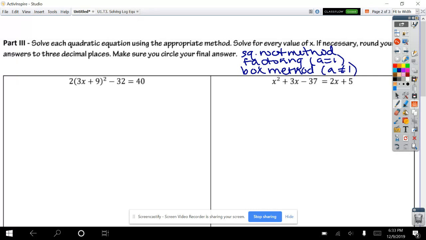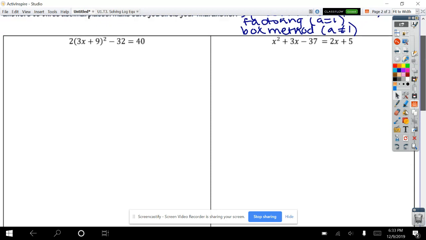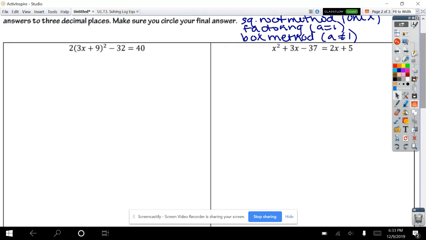So square root method we always do when there is only, I'll make a note, one x term that we see. So if I look at the first equation, 2 times 3x plus 9 minus 32 equals 40, I can quickly see that there's only one x. In other words, here's x. I don't see x anywhere else. That means we can use do-undo steps to isolate x, which means we can solve by square root method. So I'm going to make a quick do-undo chart for those of you who like those.